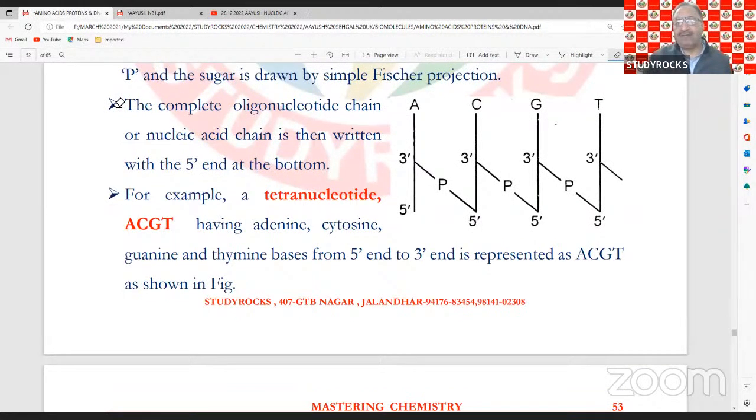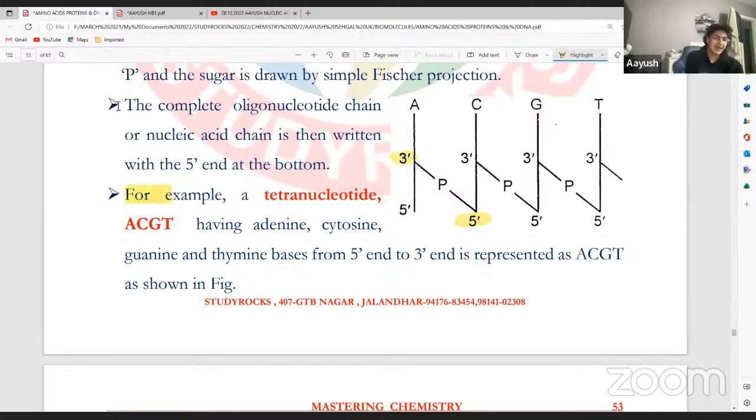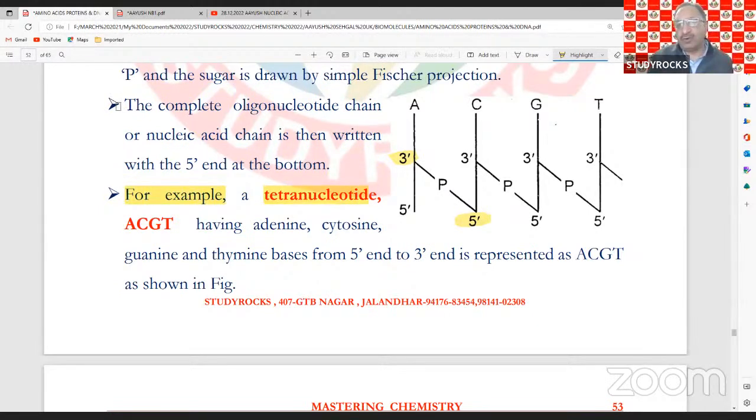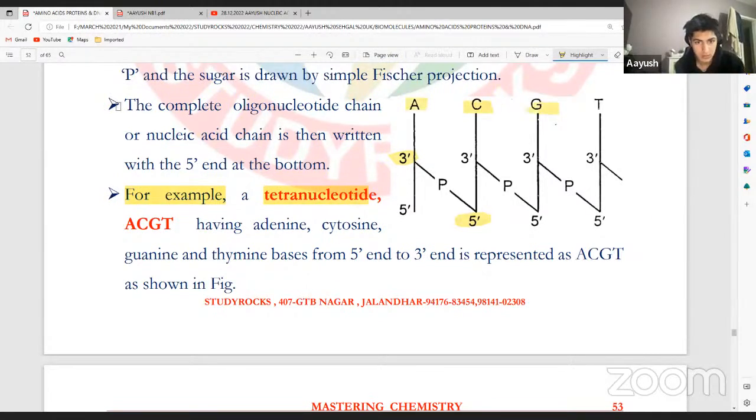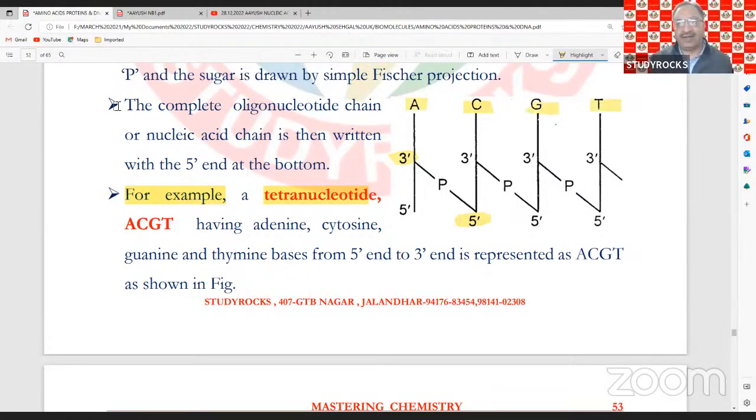This is the simple way to show it: the 3 dash end of one side combined with the 5 dash end of the other side. This is one nucleotide, second nucleotide, third nucleotide, and so on. For example, this is a tetranucleotide because I have shown four nucleotides here: A, C, G, T. Tetranucleotide.